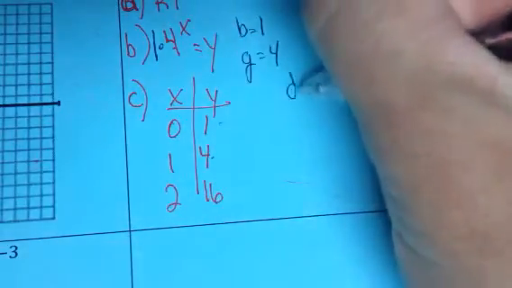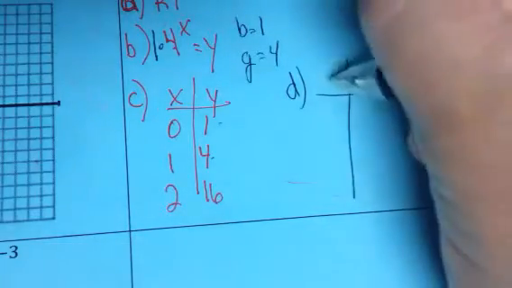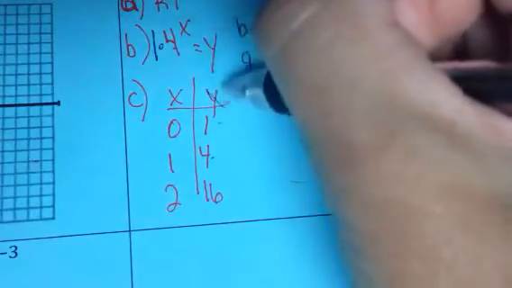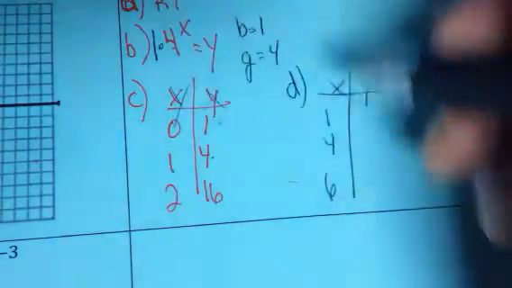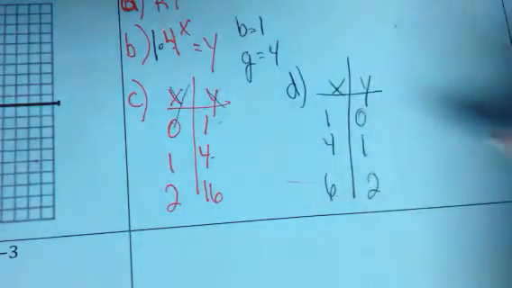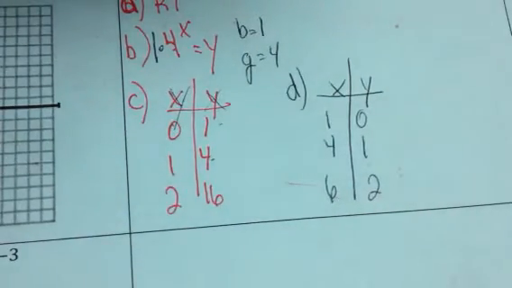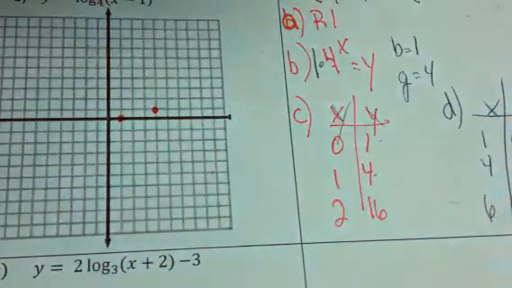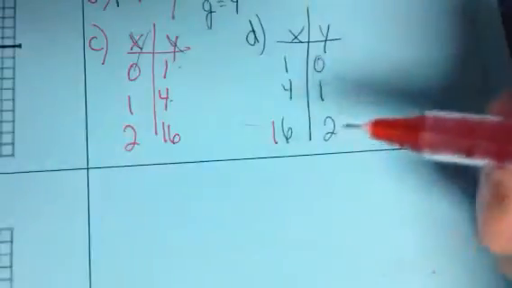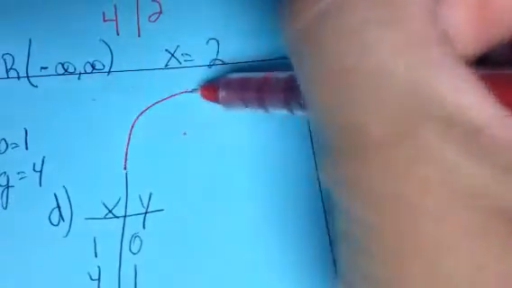So D just says switch those around. So these are now the X's, so 1, 4, and 16. These are now the Y's, so 0, 1, and 2. E wants you to graph those, so I'm going to graph (1, 0), (4, 1), and sorry, I just realized I put 6, 16. (16, 2) is not going to fit, but it's still growth. It's still a lowercase r.